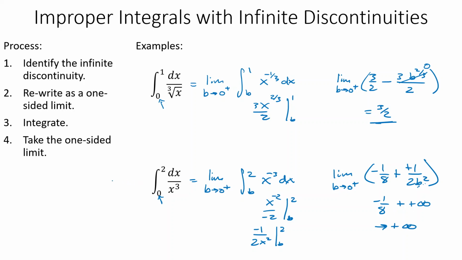So this diverges, and it goes to positive infinity. So this has an infinite area under it between 0 and 2 because of that vertical asymptote. This one was small enough that it didn't.